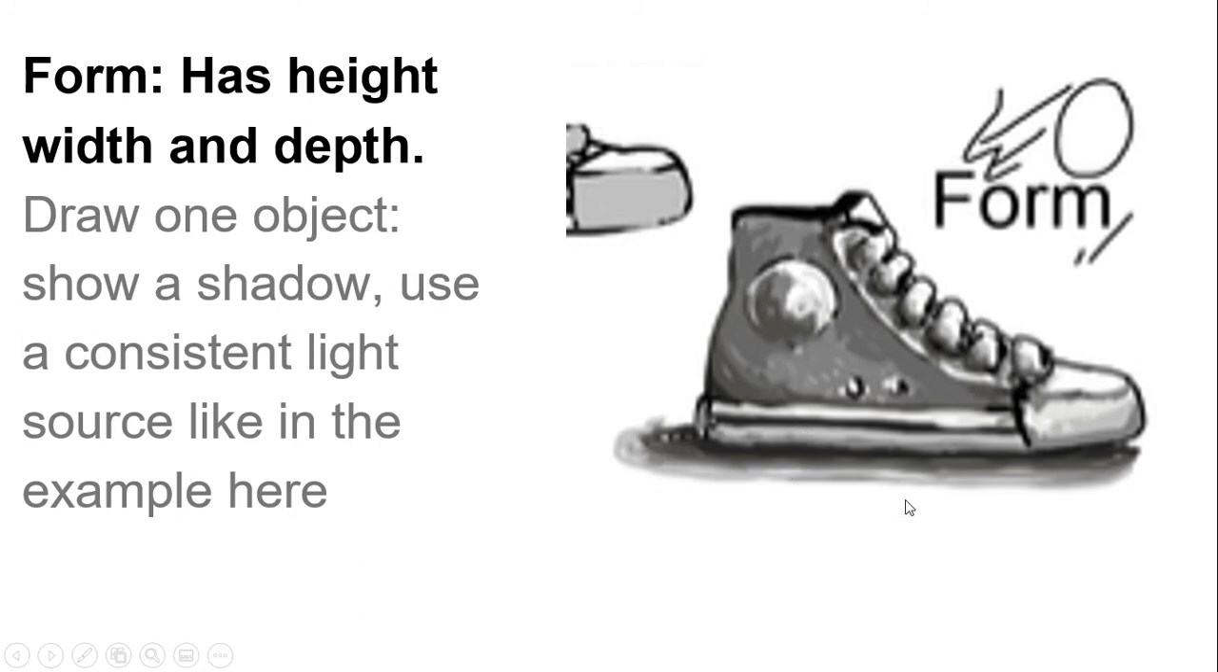Same thing with the cast shadow. So the shadow that's the darkest is right underneath our shoe, then it gets lighter, and then lightest on the outside edge. So what you're going to do is draw an object and show shadow using a light source, like the example here, and then a cast shadow on one side.